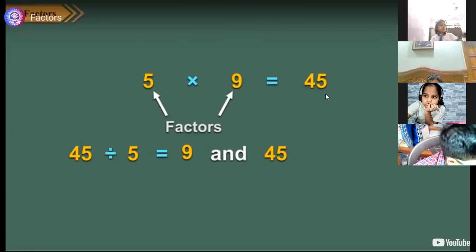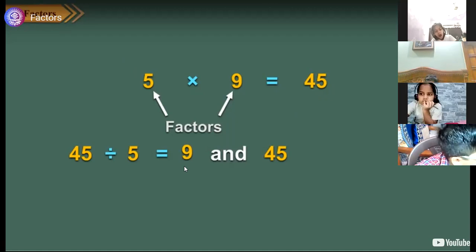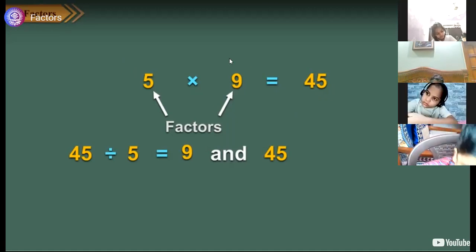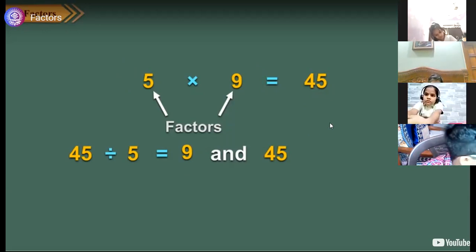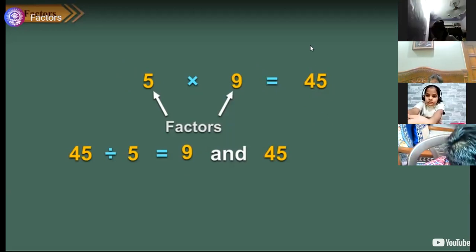We are going to use this product, that is 45, divided by the first factor. Beta, your answer will be 9, the second number. And when you divide 45 by the second number, your first number will be your answer. Always remember this thing. This is a very interesting division fact. You can check from here.